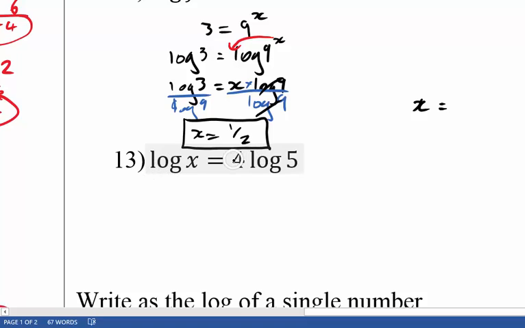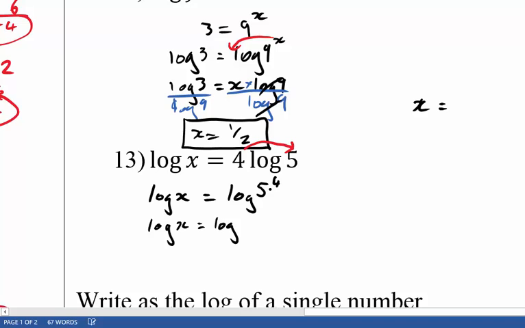So to be able to get rid of the log here, I need to put that 4 up there. That's going to be my first step. So I'm going to put the 4 up there so I can get rid of the log. So my first step will look like this. Log x equals log 5 to the power of 4. And then I'll just simplify that. So log x equals log 5 to the power of 4 is 20. No, it's not. It's 5 times 4. 5 times 5 is 25, times 5 is 125, times 5 is 625.